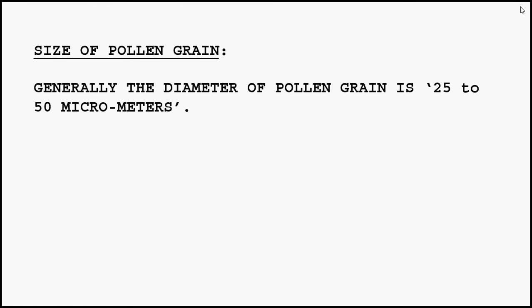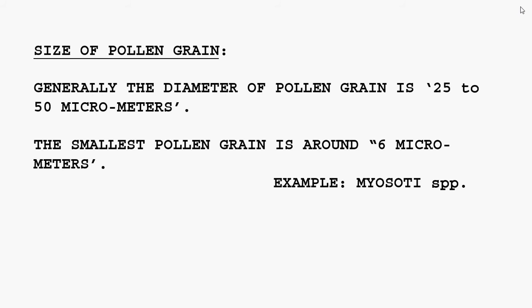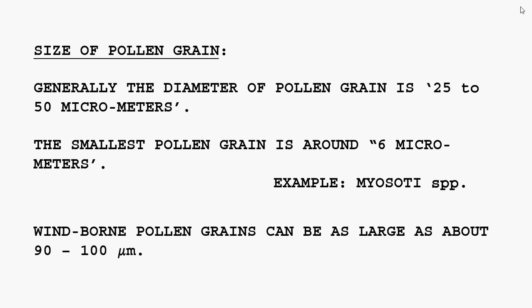Size of pollen grain. Generally, the diameter of pollen grain is 25 to 50 micrometers. The smallest pollen grain is around 6 micrometers. Example, Myosotis species. Wind-borne pollen grains can be as large as about 90 to 100 micrometers.